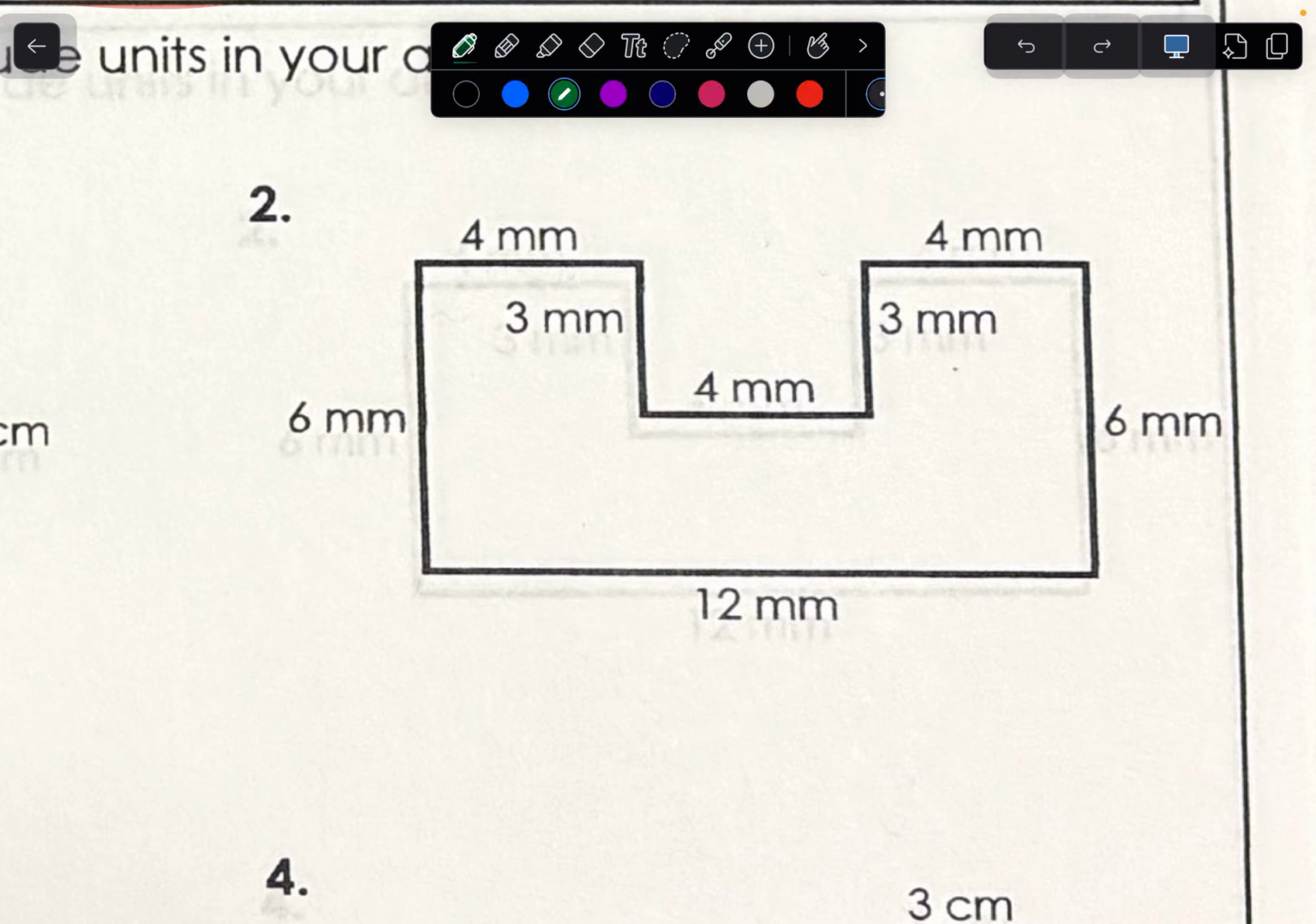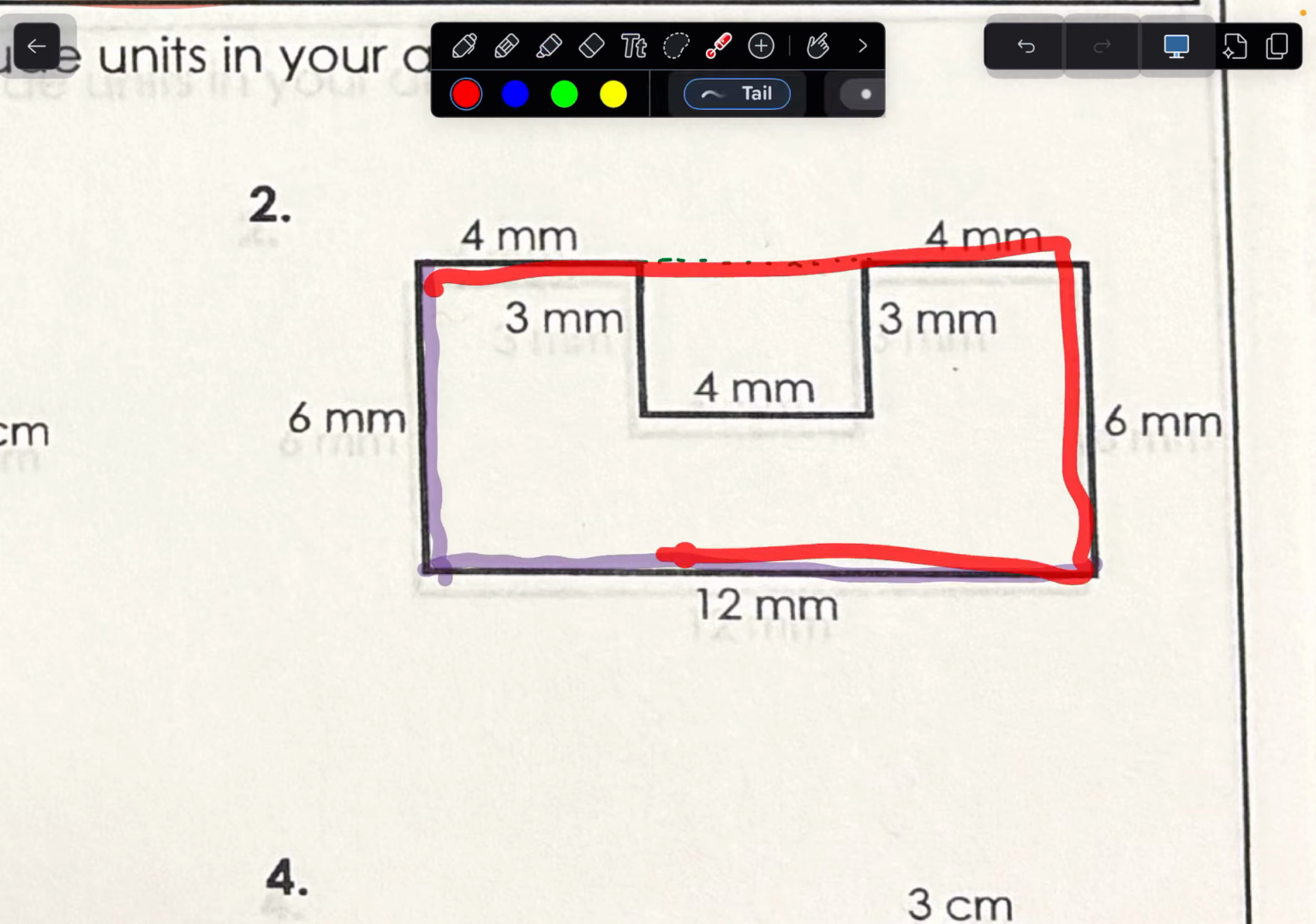But let's figure if we had this whole thing, what is the measurement if it was a normal rectangle completely filled in like this? What's the length and width of that particular thing?